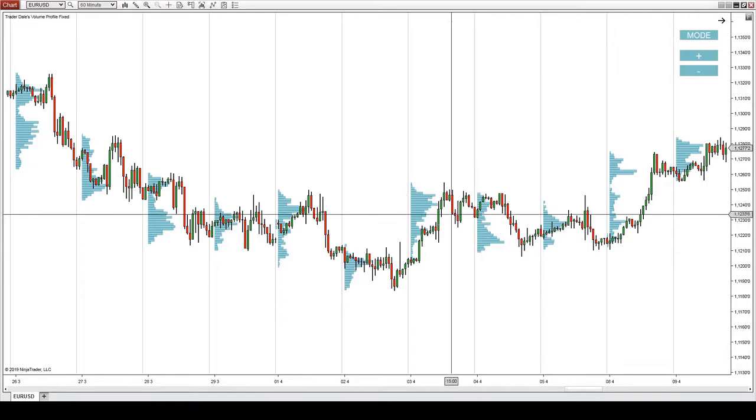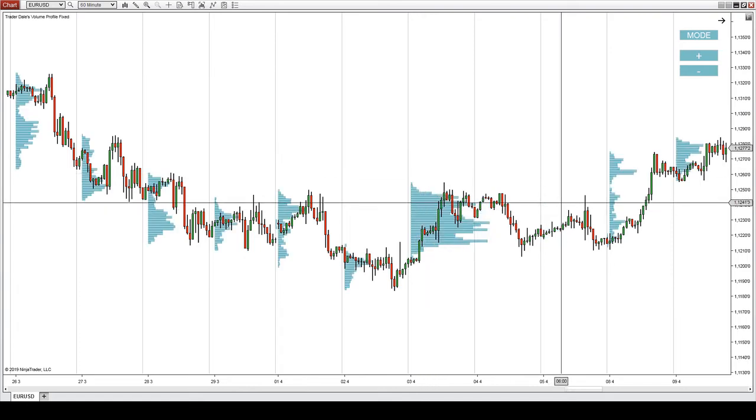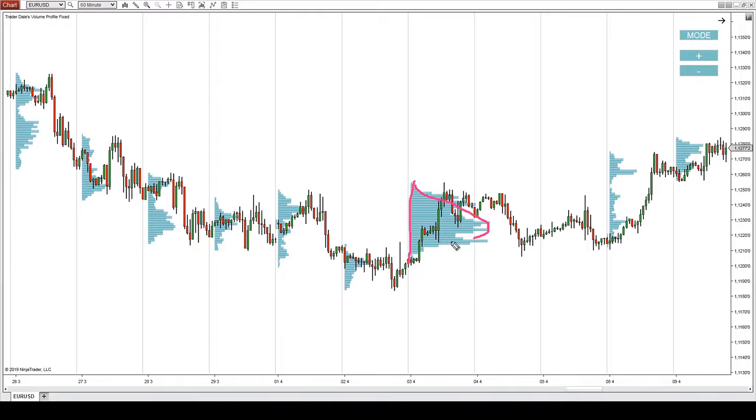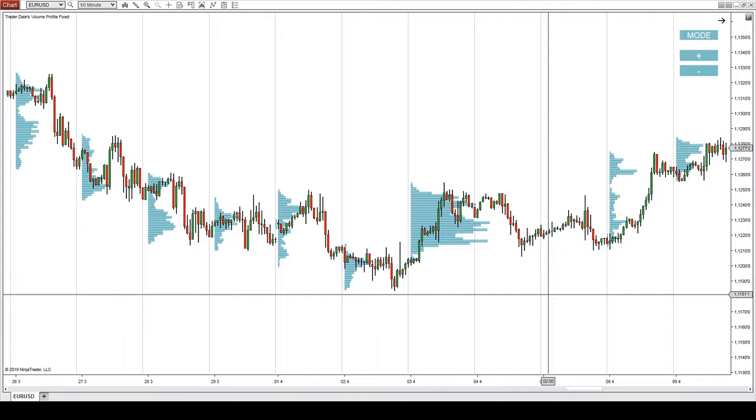And if you merge those three profiles, then it creates one big D-shaped profile. Alright, one big balance in this area. This is a balanced market.